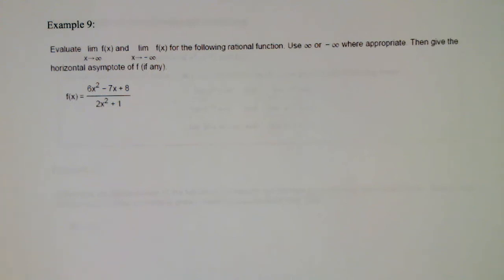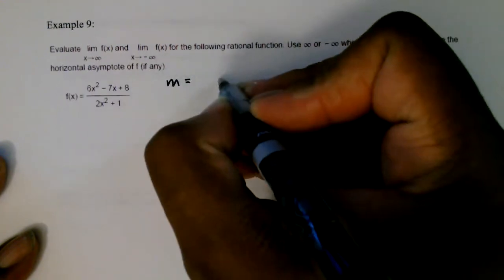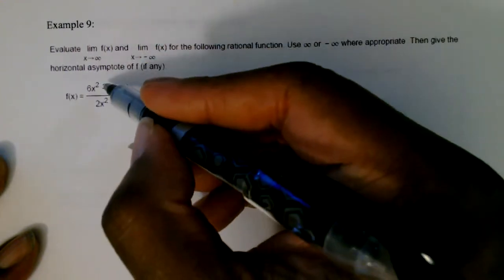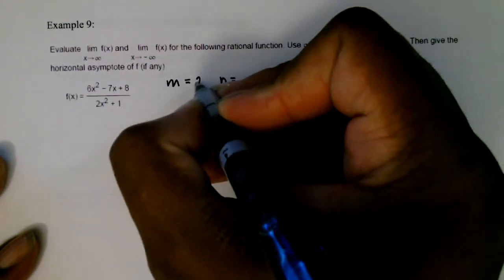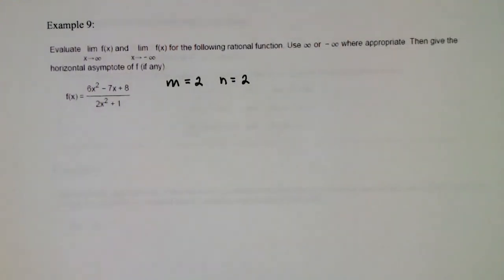So here we got f of x equal to 6x squared minus 7x plus 8 divided by 2x squared plus 1. And in this case here, if I identify the m and the n, the m is the highest exponent in the numerator, that's 2. Your n is the highest exponent in the denominator, that's also going to be 2. So here 2 is equal to 2, m is equal to n.